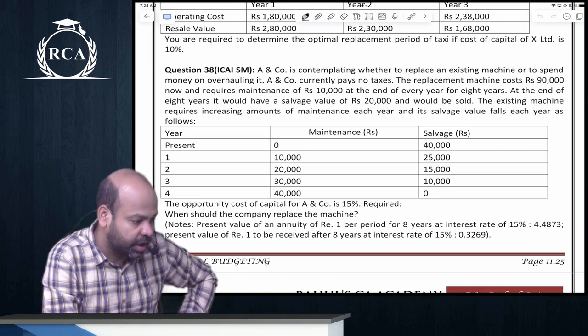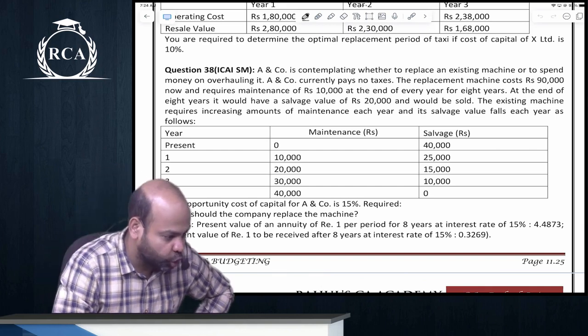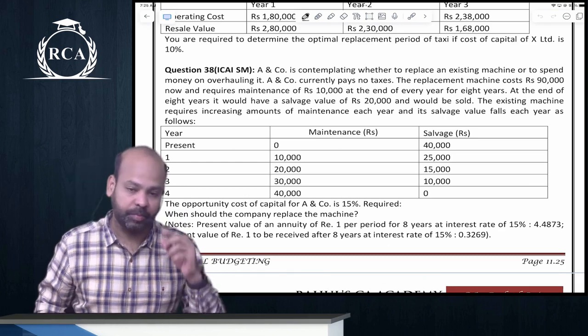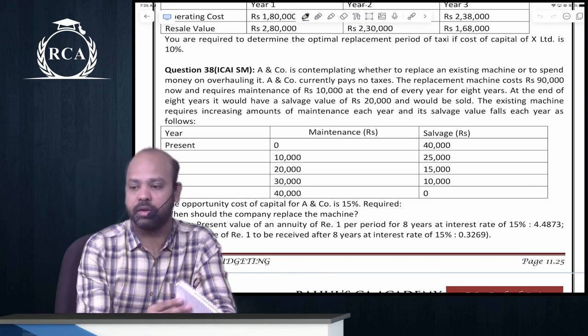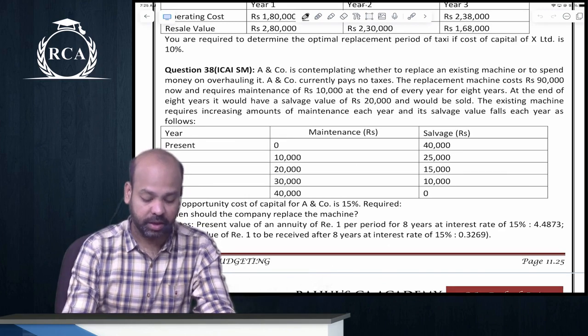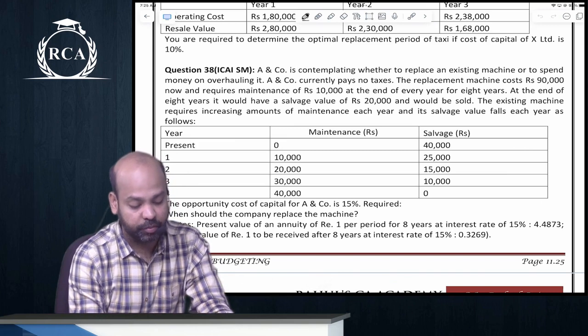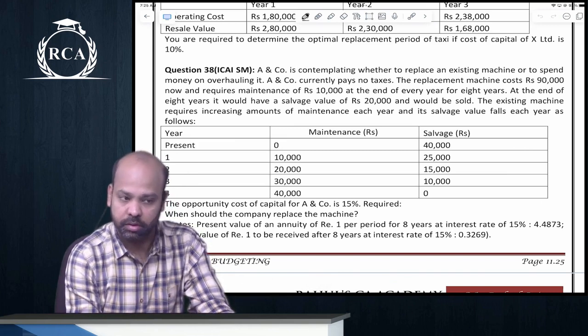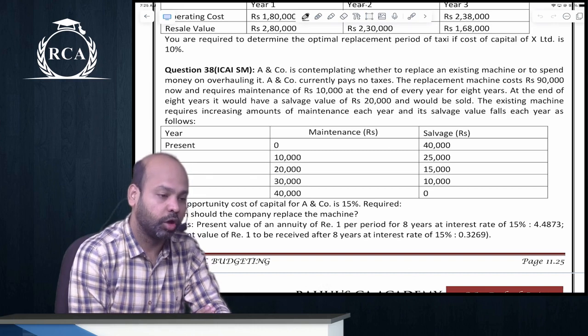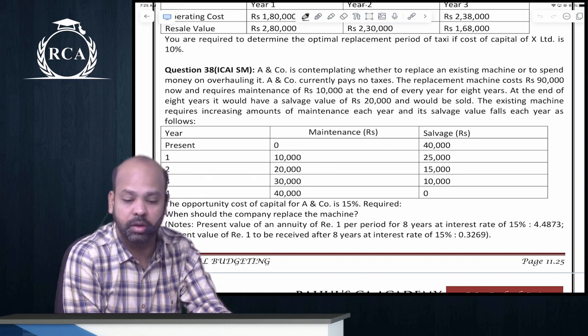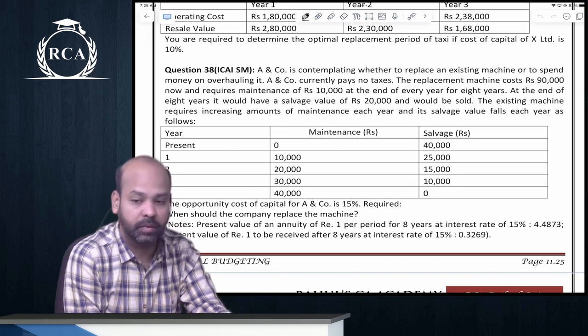The new machine, irrespective of the date of purchase, will always be used for 8 years.